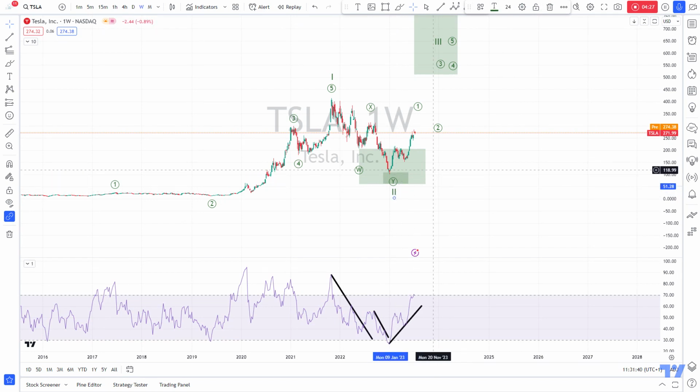For the moment, there's not really a reason to make this my primary scenario, as we already had a deep retracement, and as you can see, there is quite some separation now between this low and the current price level. So it makes more sense to consider this bullish scenario as my primary scenario.